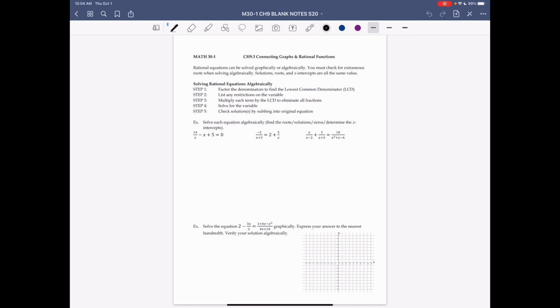So if it says find the solutions, or if it says to solve, or if it says find the roots, or find the x-intercepts, or if it said to find the zeros, those all mean the same thing.